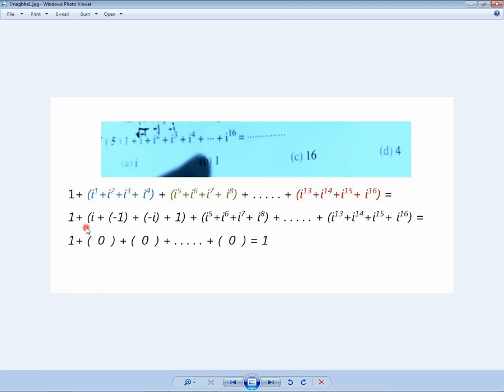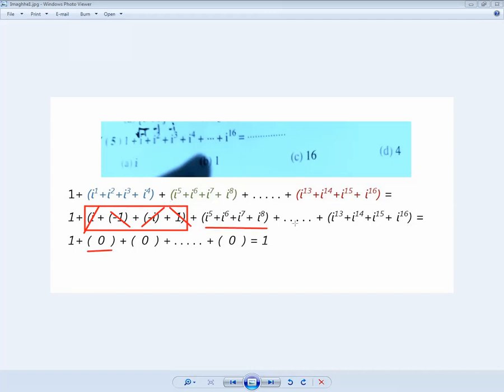What's the value of each group? Notice this group, we have 4 terms: i, negative 1, negative i, positive 1. So you have to make cancellation: cancel i and negative i, and cancel negative 1 and positive 1. The result now is 0. The same you will find for the second group, third group, till the last group. So the whole rest of the problem is zeros. You only have one term, it's 1. So I have to choose number B.